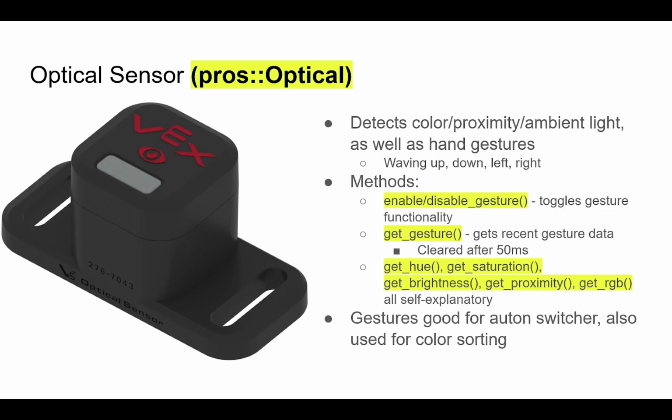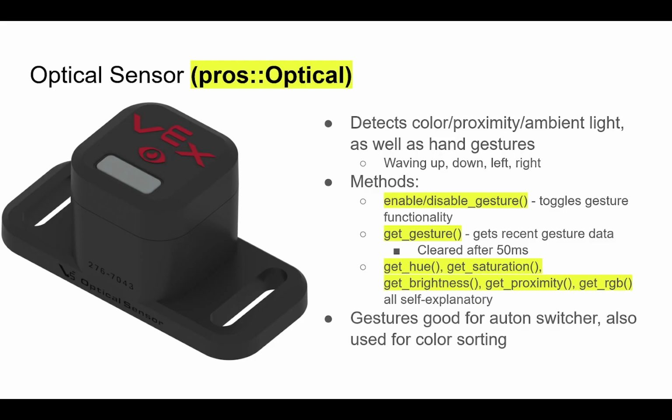The next sensor is the optical sensor, which can be defined with PROS optical. This sensor detects color, proximity, ambient light, as well as hand gestures, such as waving up, down, left, or right. Some methods that it can use are enable and disable gesture, which toggles gesture functionality. That's important to know because if you turn on gesture functionality, you won't be able to get the hue, saturation, brightness, or proximity from the sensor.